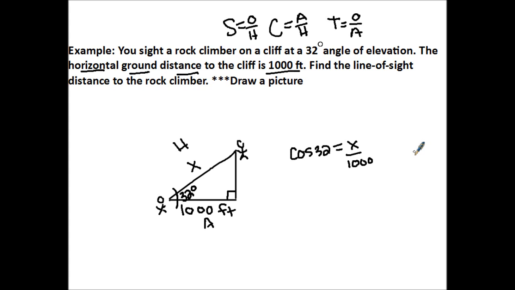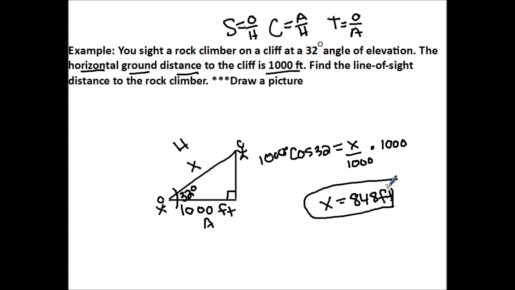Okay, how do I solve for x? We're going to have to multiply both sides by 1,000. But in your calculators, please type 1,000 times cosine 32. And we should get 848. Okay, on to the next.